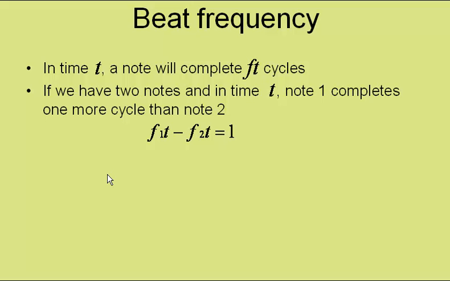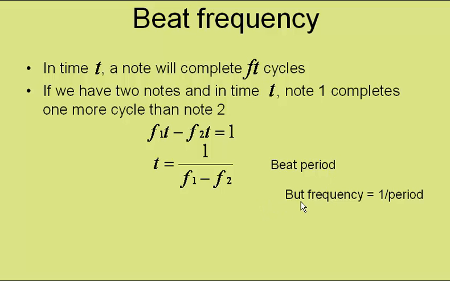We can rearrange this to give t is equal to 1 divided by f1 minus f2. This is the beat period, the time between one beat and the next beat. But frequency is equal to 1 divided by time period, and so we can say that the beat frequency is equal to frequency 1 minus frequency 2.